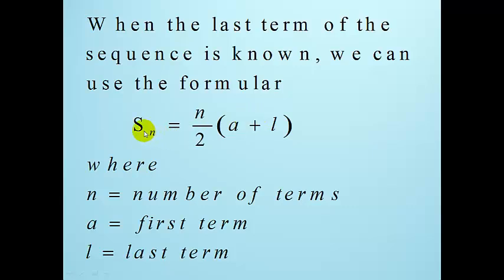Then we can use the relation Sn equals n over 2 into bracket a plus l, where n is the number of terms, a is the first term, and l is the last term. So when the last term is known, we use the formula Sn equals n over 2 into bracket a plus l.